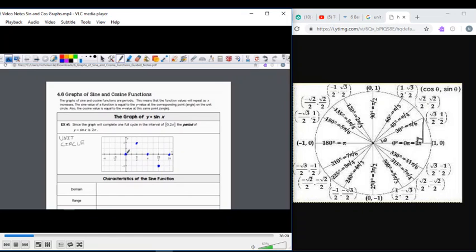So the first part is just we are graphing y is equal to the sine of x, and these graphs are periodic, and that means that the function values will repeat as x increases. So essentially, a periodic graph will have the exact same pattern over and over and over again.